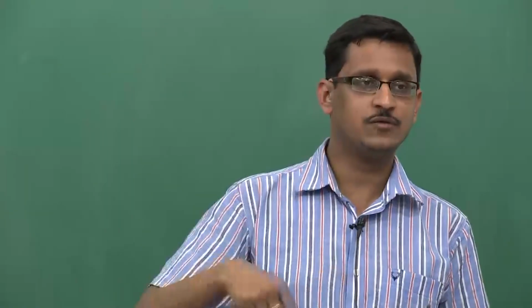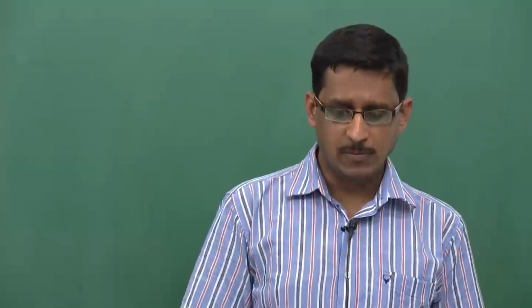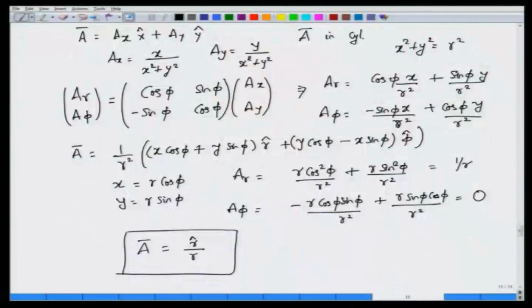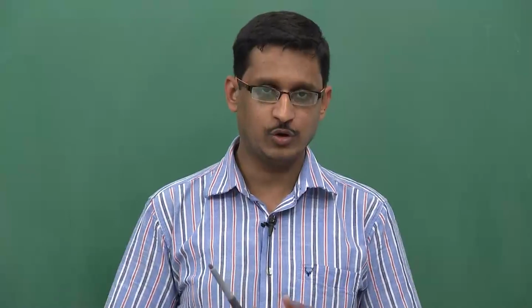There are an infinite number of choices, yet my vector A, which was originally Ax x hat plus Ay y hat, is actually giving me component only along r. There is no mention of phi component. The phi component is 0 in this case, z of course is also 0 in this case.